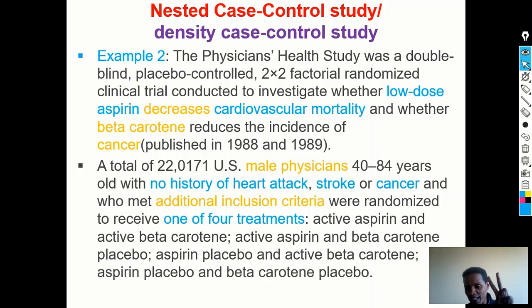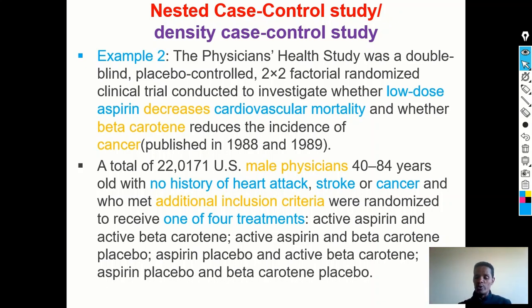We have 2 active treatments, the aspirin and the beta-carotene, and 2 placebos, the placebo for the beta-carotene and the placebo for the aspirin. So we have 4 types of drugs, 2 placebo and 2 active. The random allocation will take place among 4 options. We'll see this in detail in the experimental study design.